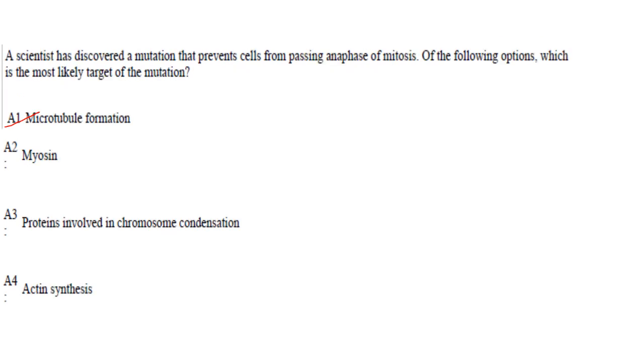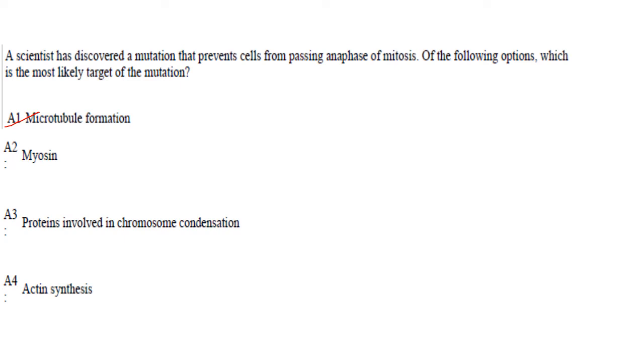A scientist has discovered a mutation that prevents cells from passing anaphase of mitosis. Of the following options, which is the most likely target of the mutation? Microtubule formation, myosin, proteins involved in chromosome condensation, and actin synthesis. Actin and myosin are not directly involved in this portion of mitosis. They are very important during cytokinesis, so it cannot be myosin nor actin. Then comes chromosome condensation. Chromosome condensation has already taken place during the prophase stage, so a mutation cannot affect these proteins.